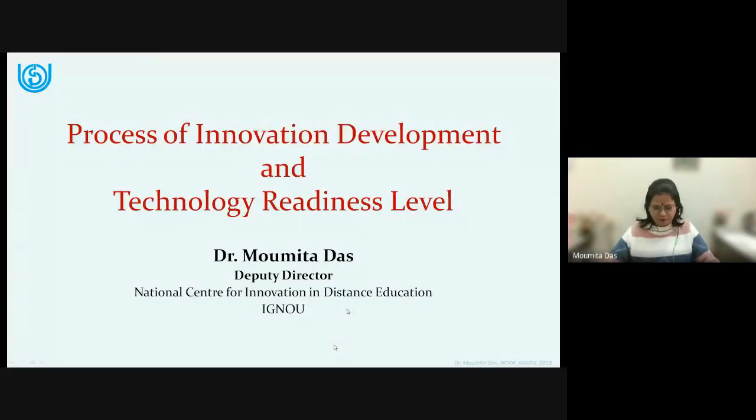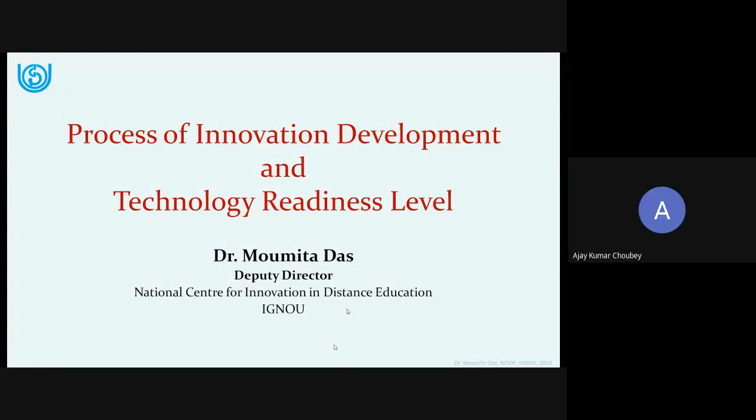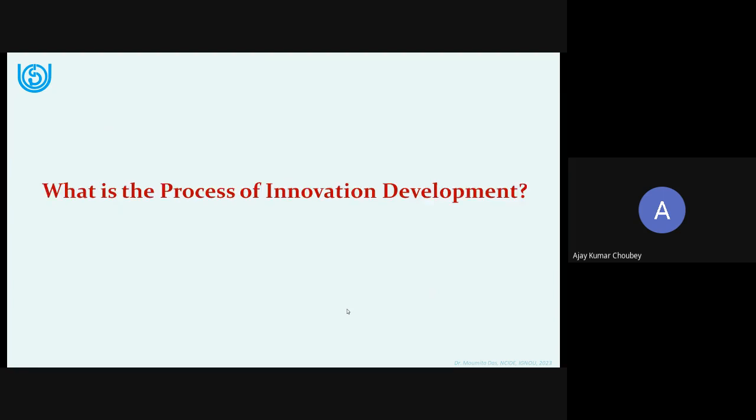Ma'am, the first step will be idea generation or defining the problem. First step will be idea generation from any problem, and then some pilot project development, and after that validation, and maybe last, commercialization after patent.